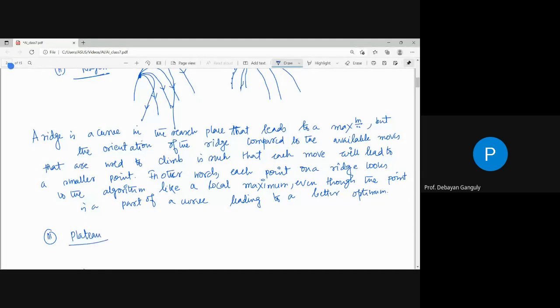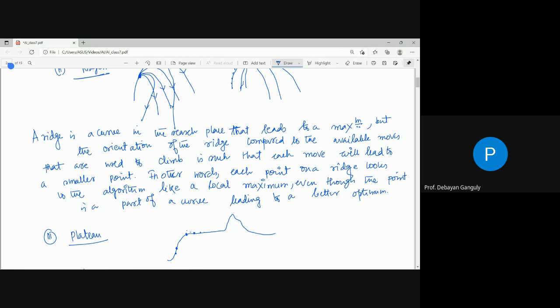That means if the surface is like this, after some point it goes to a flat surface and then the maximum. Now what does it mean for our algorithm? Whenever the value of a neighbor is greater than the current value, our algorithm keeps running. But at that particular moment, all the neighbors have the same value. That means the algorithm will stop, because the hill climbing algorithm continues only when its neighbor's value is greater than its current value.